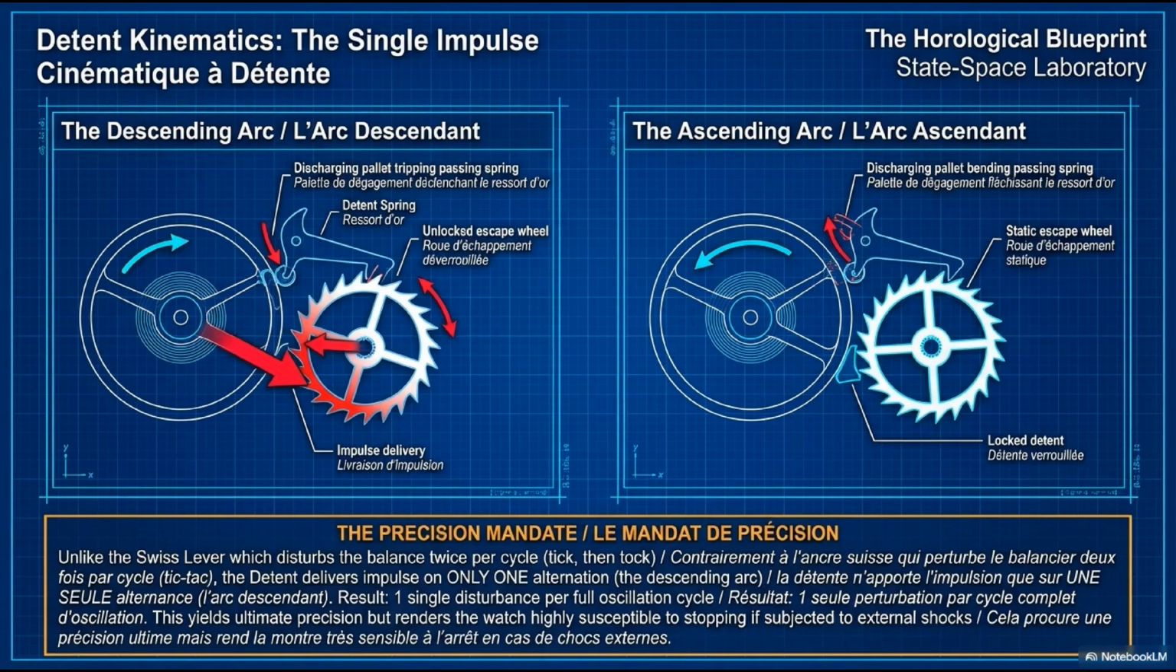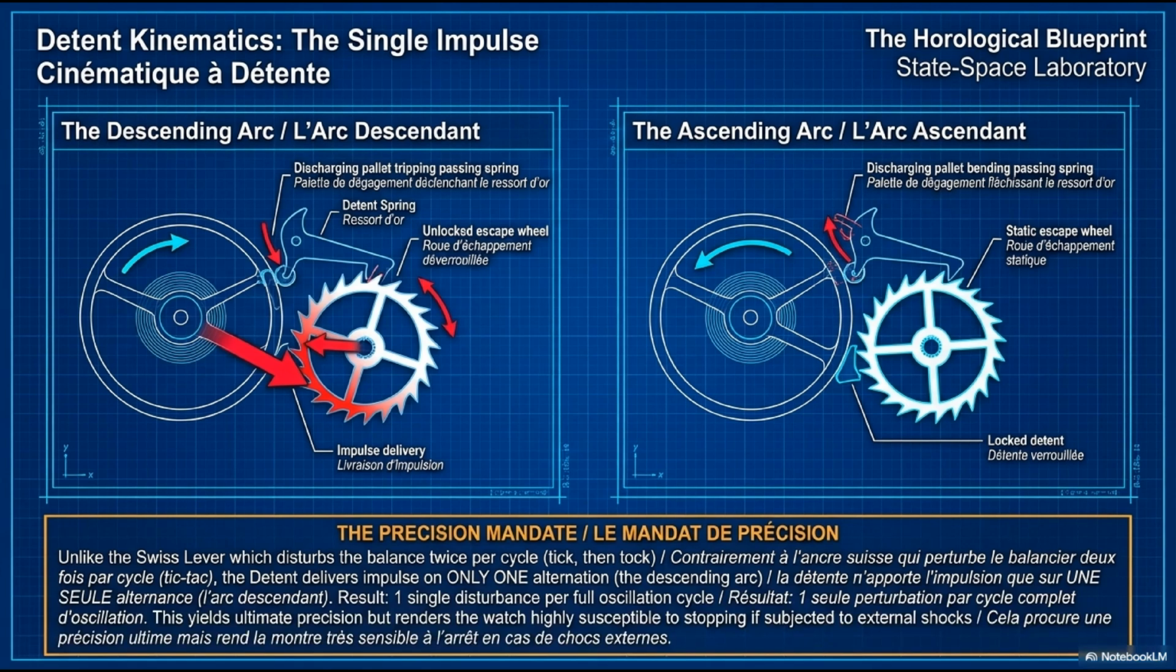This slide puts the detent's precision advantage in direct contrast with the Swiss lever. Left diagram: the descending arc. The discharging pallet trips the passing spring, the detent releases the escape wheel, the wheel advances, and the impulse pallet receives the direct drive. Impulse delivery occurs. Right diagram, the ascending arc: the discharging pallet bends the passing spring without tripping the detent. The detent stays locked. The escape wheel stays completely static, labeled static escape wheel. The balance swings through the complete ascending arc with zero escapement contact.